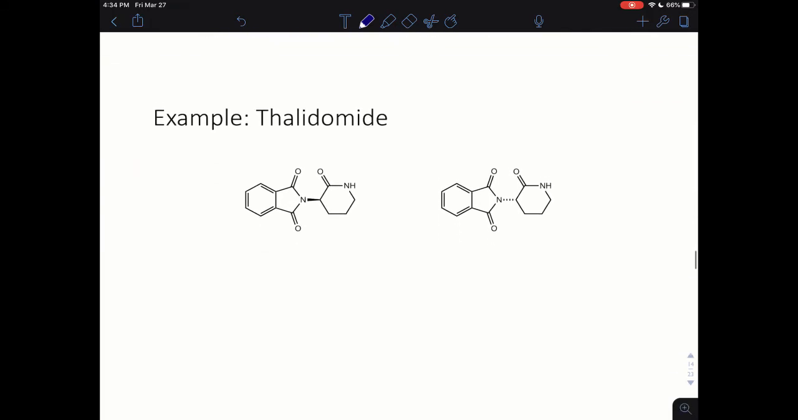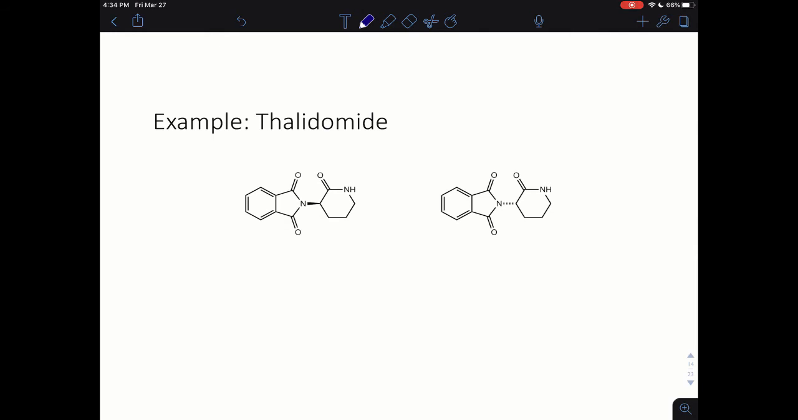Okay, so let's take a look at these 2 molecules. I want you to analyze them. What is the relationship? If there's any stereogenic centers, assign those stereogenic centers. Go ahead and pause and do that now.